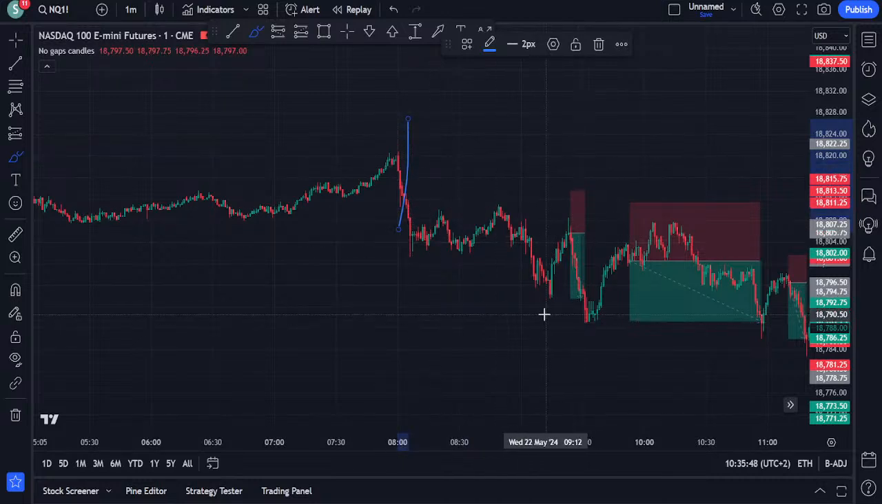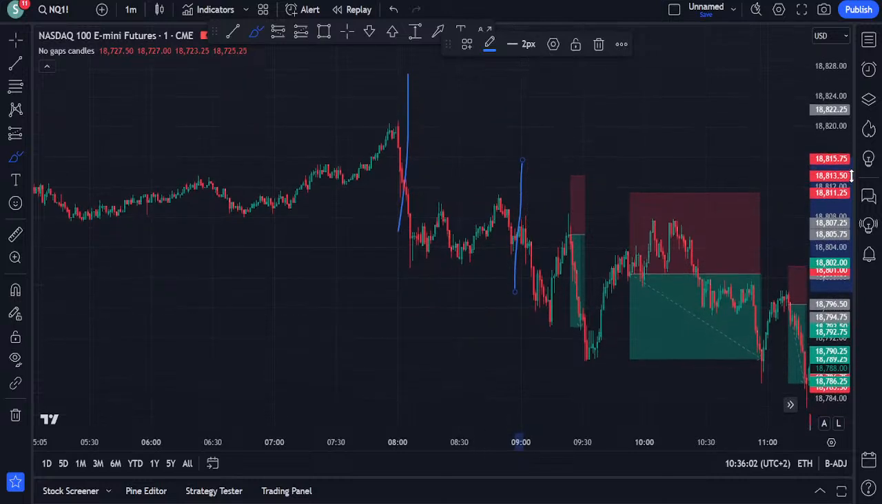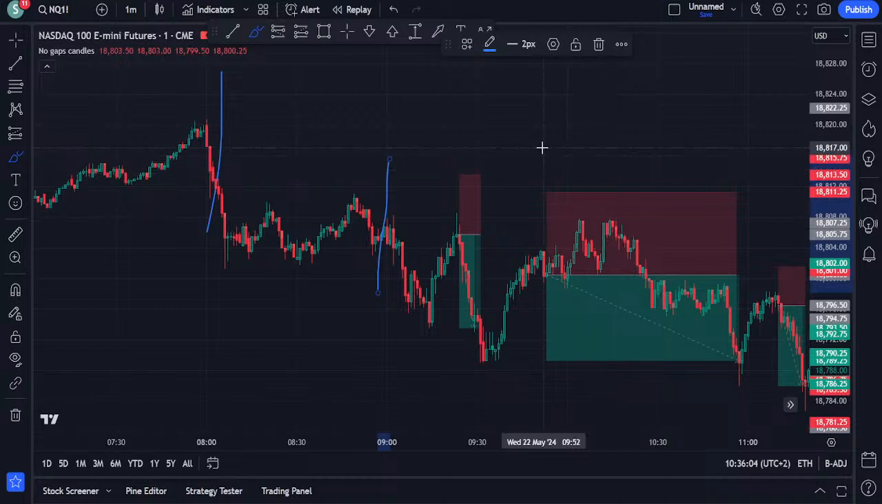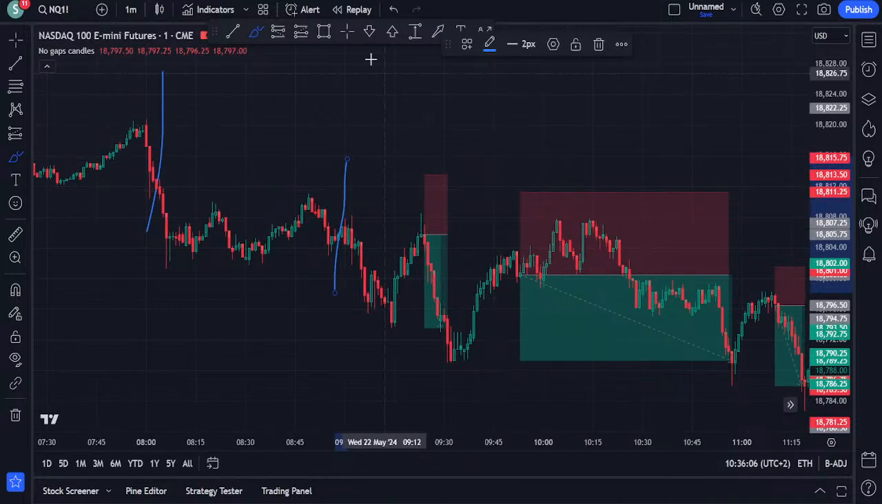From 9 though, from 9 it's much better. So it's not really about the time, but from this point, spread and price moves are better. Meaning moves are bigger, spread is somewhat smaller, and we can actually do some trading with that.